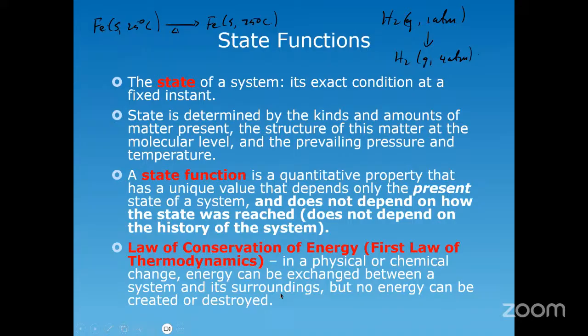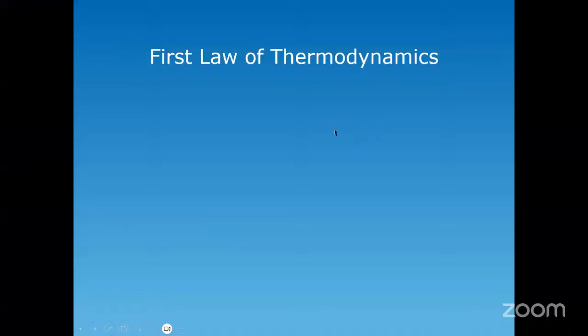And this now leads us to the first law of thermodynamics, also known as the law of conservation of energy. This is something you may have met before. It says that in a physical or chemical change, energy can be exchanged between the system and surroundings, but no energy can be created or destroyed. Another way of stating this is that energy is conserved whenever there's a change occurring within a substance, and that change could be chemical or physical.